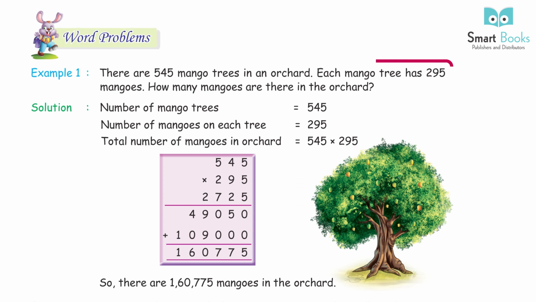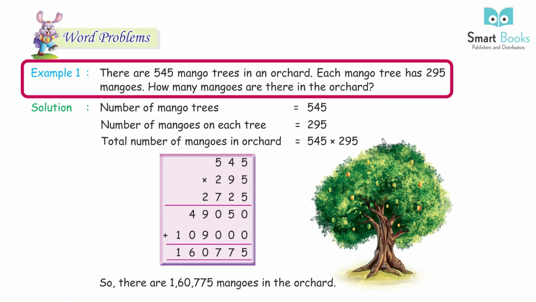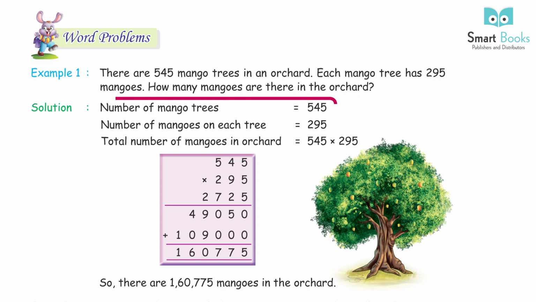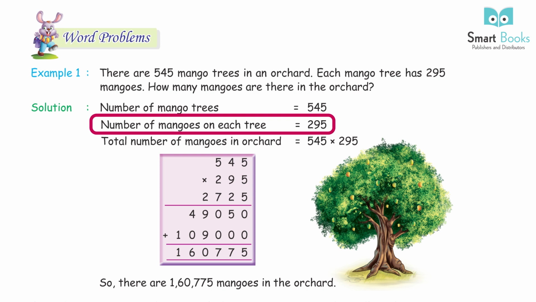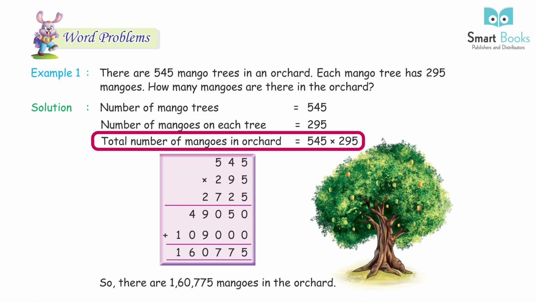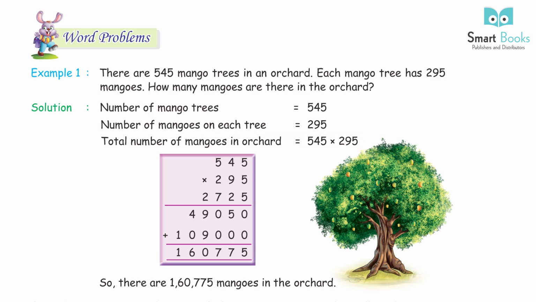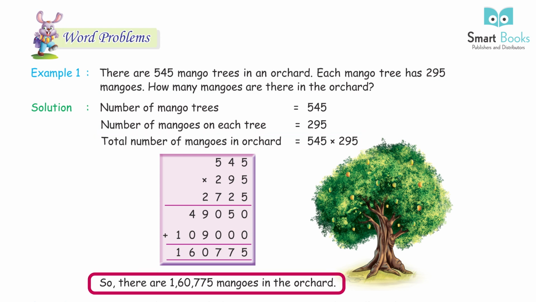Word problem. Example 1. There are 545 mango trees in an orchard. Each mango tree has 295 mangoes. How many mangoes are there in the orchard? Solution. Number of mango trees 545. Number of mangoes on each tree 295. Total number of mangoes in the orchard 545 into 295. So there are 1,60,775 mangoes in the orchard.